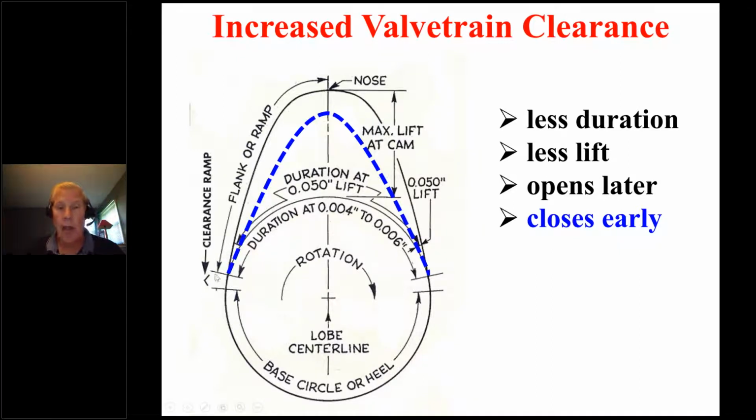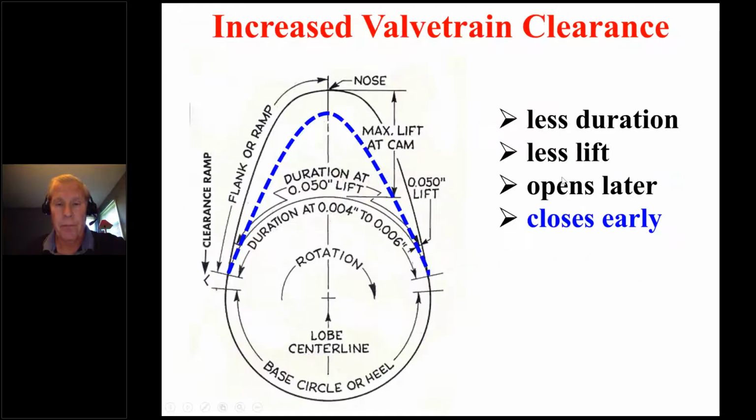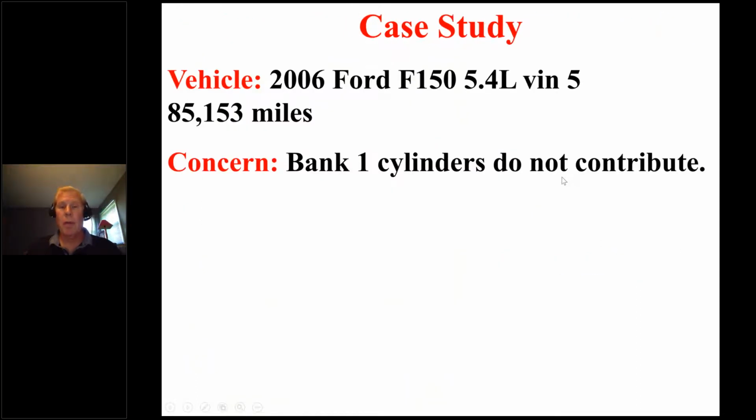So that's why an advanced cam and a worn lobe on the end of the exhaust stroke act the same way. In both cases, they cause that valve to close too soon, and they will be a possible reason for a pressure pulse. And a misadjusted valve, the one that's loose, is a little bit like a worn lobe. Without the wear, it's just the clearance. So it has a similar impact. So let's take a look at a vehicle.